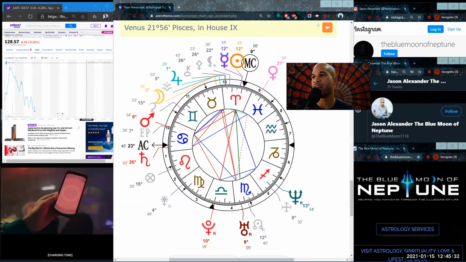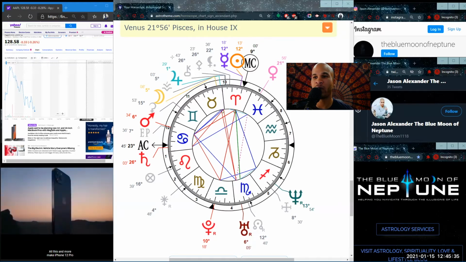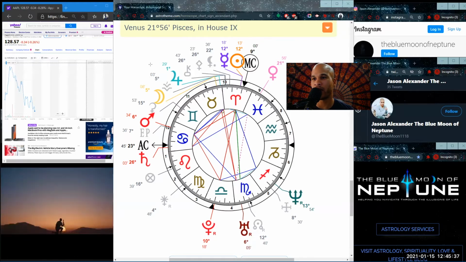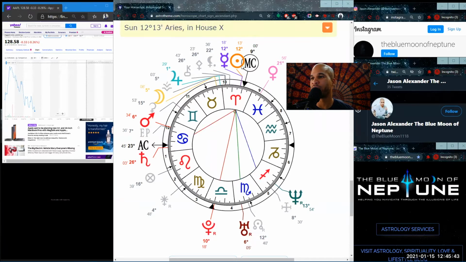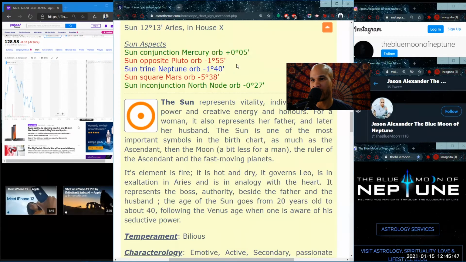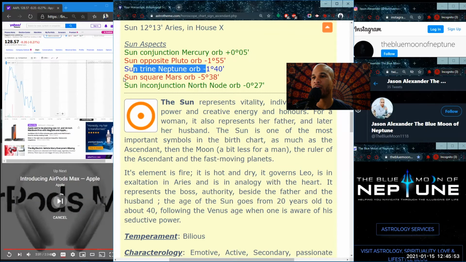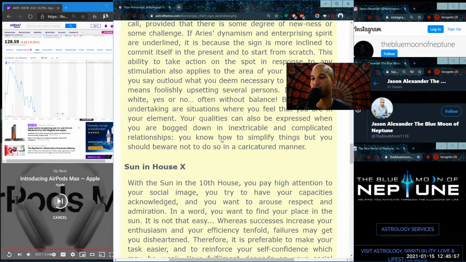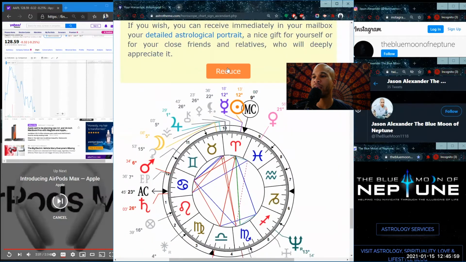Okay, and I'm just going to run through these. Maybe one day, if the channel does really well and you guys want more details, I will definitely go there. If you see here, the sun is definitely getting aspected. We have an opposition. If you look at those lines, those are aspects. So the sun is conjunct Mercury, sun opposite Pluto, sun trine Neptune, sun square Mars, and conjunct the North Node. Every planet represents something.